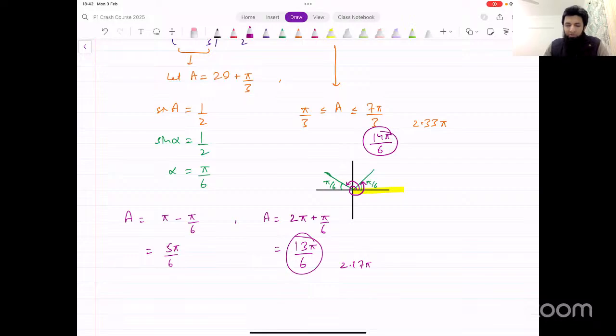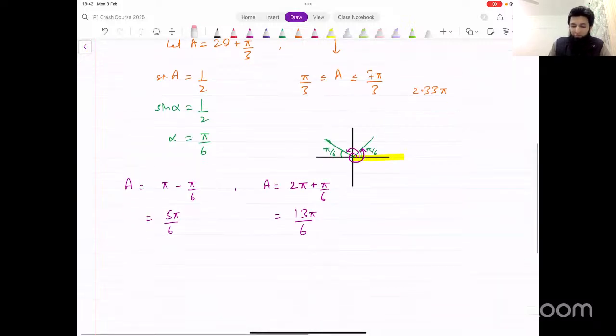And then you can compare them. 13 pi over 6 is less than 14 pi over 6, so it does fall in the given interval as well. This is another possible value of A. Now, since we're already very close to this upper limit, if we go beyond this and get to this angle after completing one circle, we will go outside the interval. You can check that as well. That will be outside the interval. So these are two values of A that we're getting.